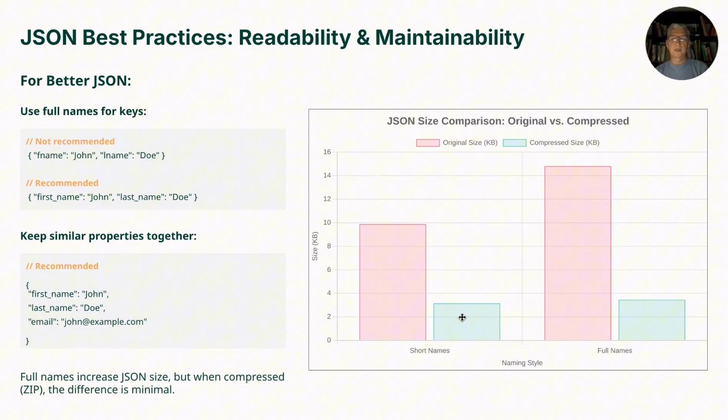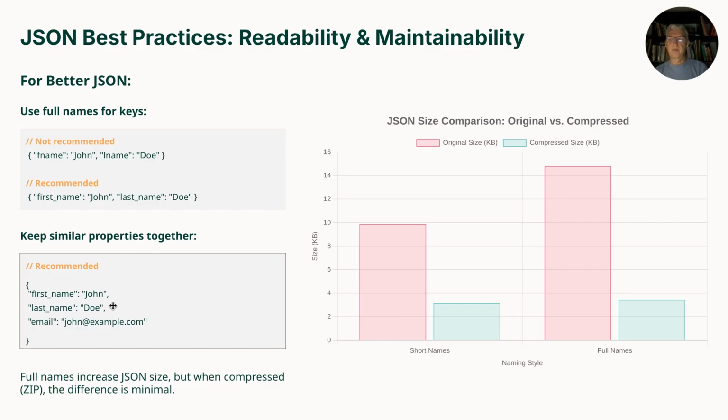But when you compress it, when you zip it to send it to another server or an application, usually data is compressed, and then basically the data size difference between compressed is very minor, so we usually don't worry about that. Another best practice is keep similar properties, related properties close to each other.